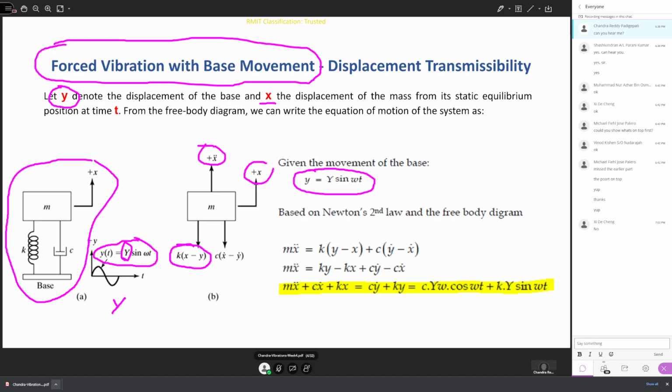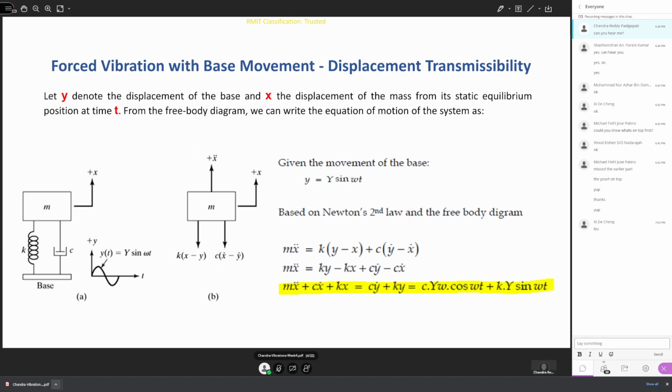Then for the damper C, the force acting on the damper is C times the velocity, here the velocity of the mass minus the velocity of the base, so the differential velocity. We can write this as C times x dot minus y dot. The force due to the mass and acceleration is upwards, while the spring force and the damping force will be downwards as shown here.